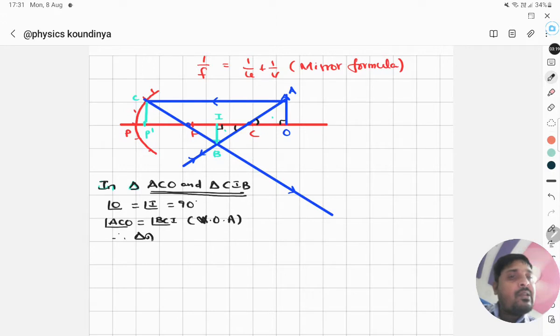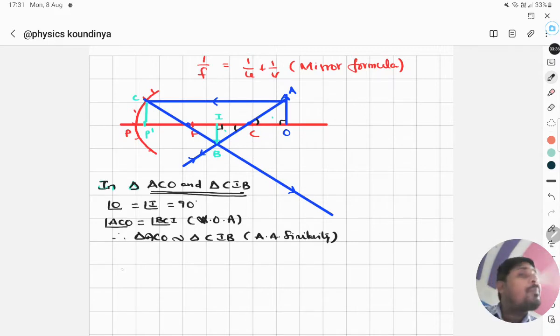Therefore, triangle ACO is similar to triangle CIB, by angle similarity. Okay. Now, I can say if two triangles are similar to each other, then their corresponding sides are proportional. So what is the corresponding side of AO? It's IB. It should be equal to what is the corresponding side of CO? It should be IC. Let it be equation number 1.